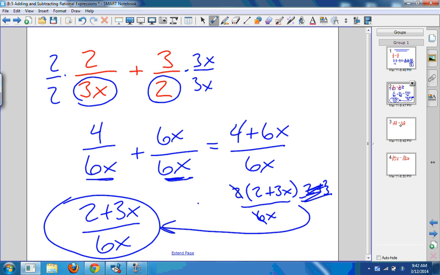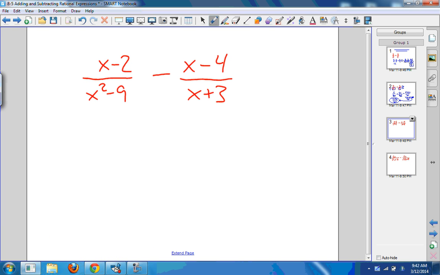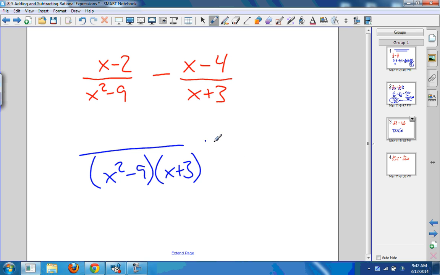Alright, let's look at some more of these finding common denominators. So here, this is a little bit more complicated. We have x squared minus 9 and x plus 3 as our denominators. So I could say my common denominator is x squared minus 9 times x plus 3 for both of my fractions here. I could do that. But I think that there's something a little bit smaller.